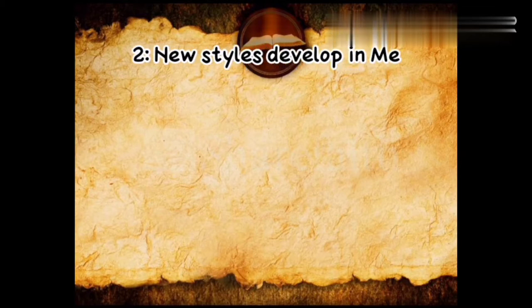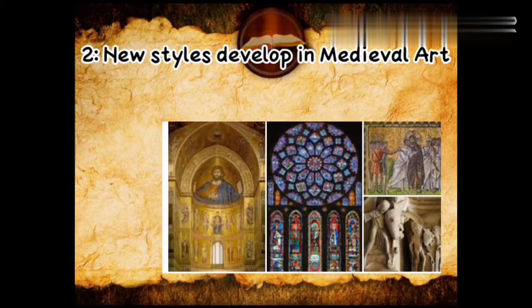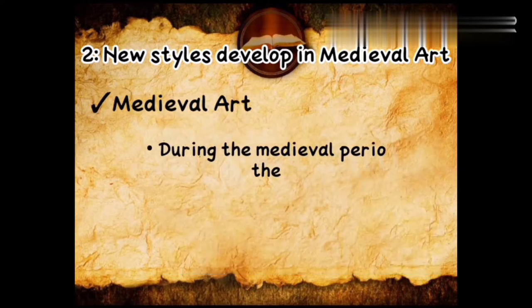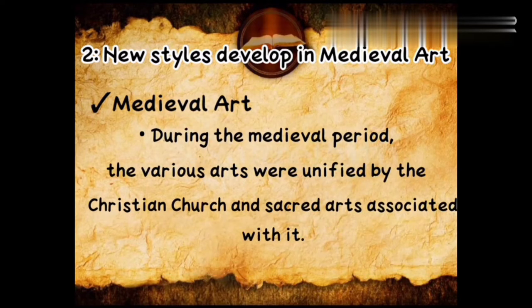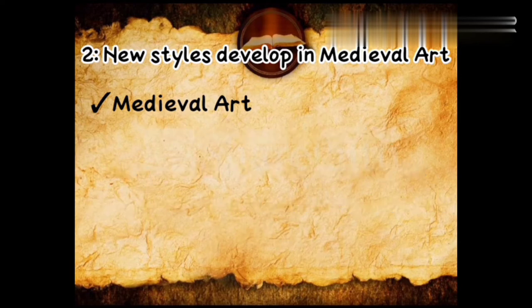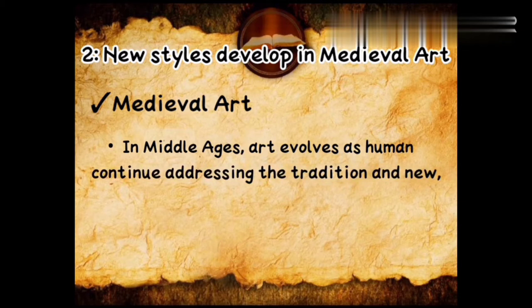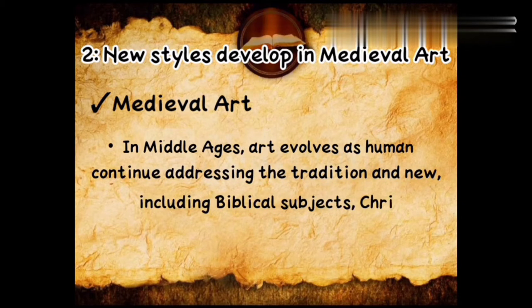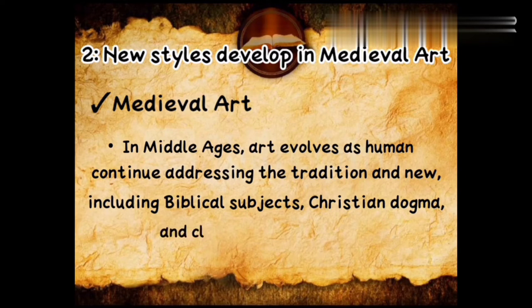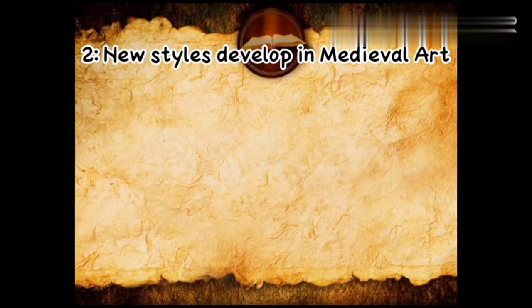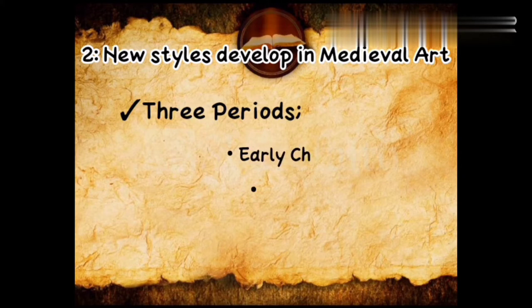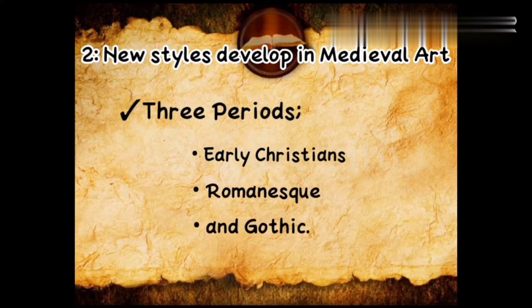New styles developed in medieval art. Medieval art. The medieval period of art history spans from the fall of the Roman Empire in 300 AD to the beginning of the Renaissance in 1400 AD. In the Middle Ages, art evolves as humans continue addressing the traditional and the new, including biblical subjects, Christian dogma, and classical mythology. This article introduces a few concepts of three periods: early Christian, Romanesque, and Gothic.